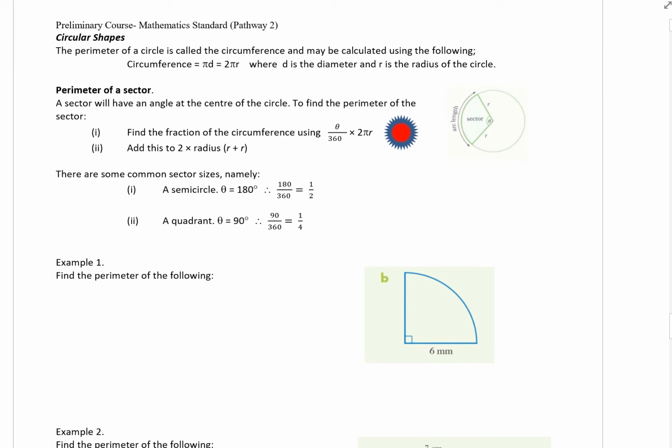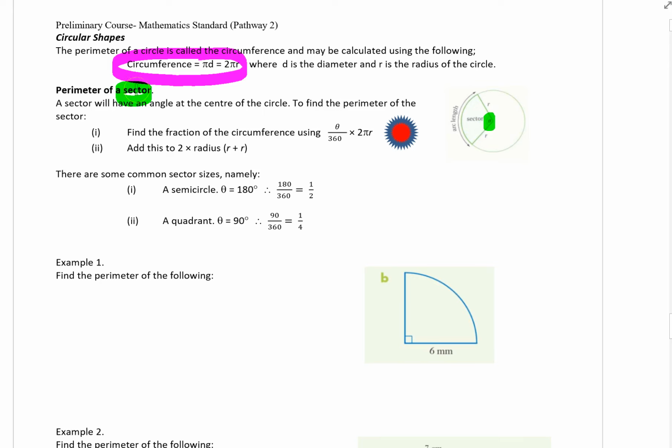If we've got circular sections, then some things that you need to be aware of are that the circumference is the distance around a circle, and the entire circumference is pi times d, or 2 pi r. So we'd use this formula obviously if the diameter was given, and this formula if the radius is given. With the perimeter of a sector, you just need to be a little bit careful. A sector must always have an angle given at the centre. That's the only way we know how big our sector is.